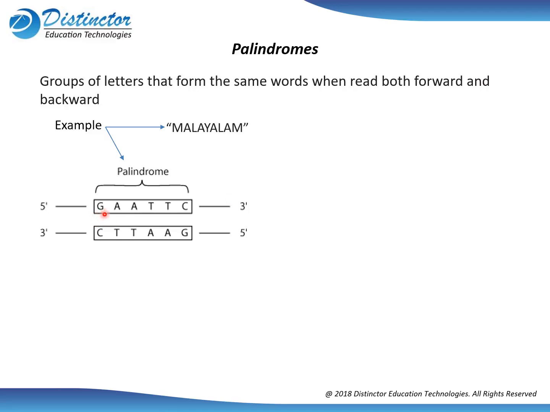So can you see this is GAATTC. When we read it in the opposite direction also, it gives the same type of sequence.